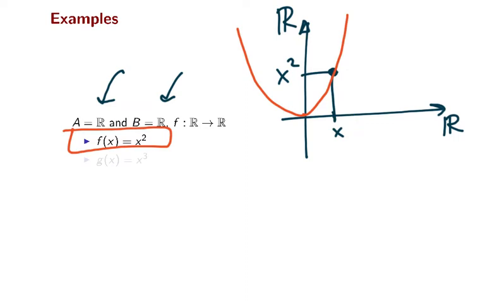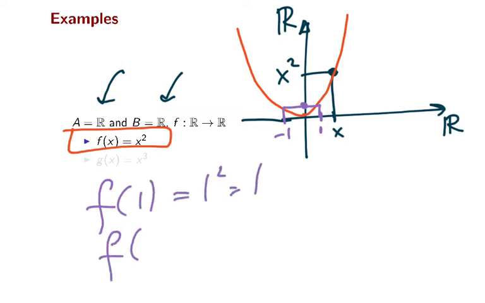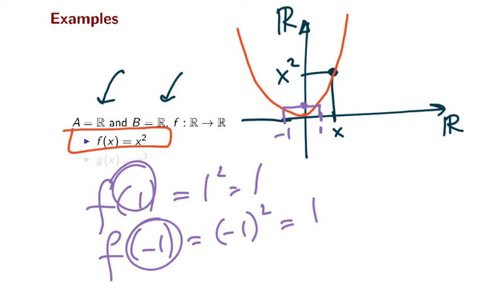But is this an injective function? Well, we can see, for instance, if we take the numbers 1 and minus 1, they are going to have exactly the same output, right? Because the image of 1 is 1 squared, which is 1, and the image of minus 1 is minus 1 squared, that is also 1. So we find two different inputs that end up in the same output. That means that this function is not injective.